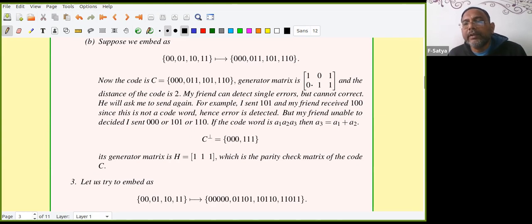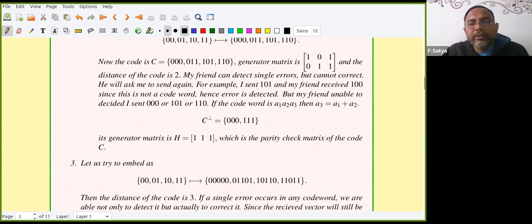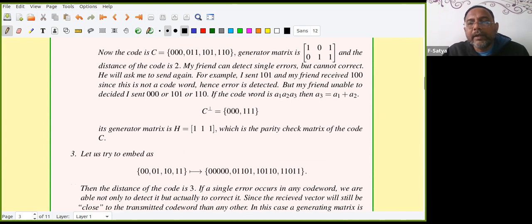In this way, if this is a generator matrix, whatever I do, the first two bits are there as they are. Only the last bit changes. So exactly whatever we have done will come out like that. So the distance of this code is 2. So now my friend detects single errors but cannot correct.